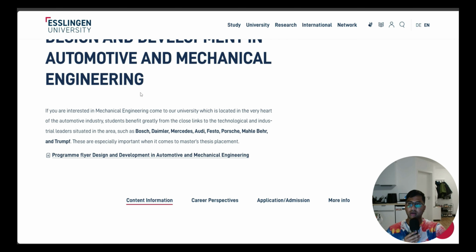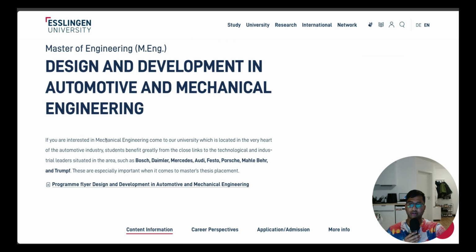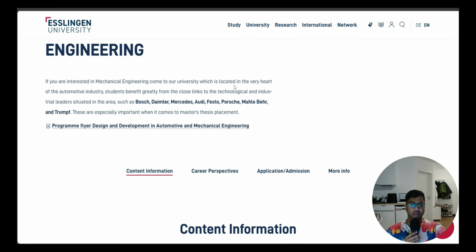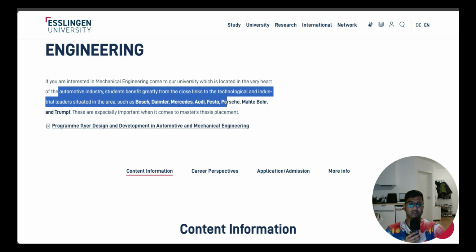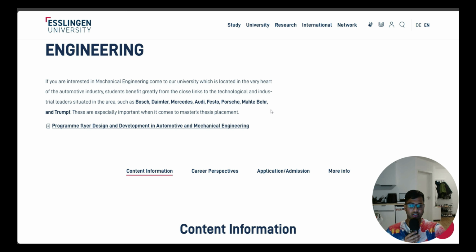In short, if you're interested in mechanical engineering, come to our university, which is located in the very heart of the automotive industry. Students can benefit greatly from the close links to technology and industry leaders situated in the area, such as Bosch, Daimler, Mercedes, Audi, Festo, Porsche, Mahle, Trumpf, everything. It may sound unbelievable, but Esslingen is near Stuttgart. Stuttgart is the place where these companies are located as of now, so you can just look at it.